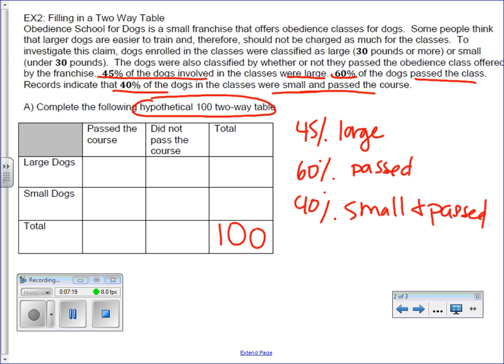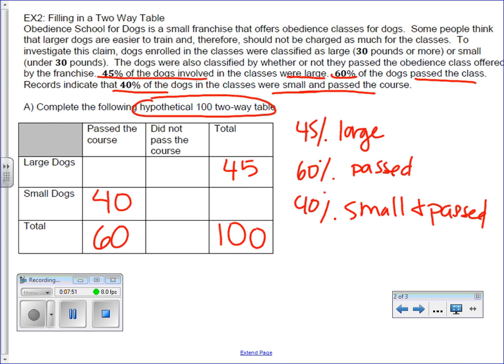Okay, 45% are large, so that means there's 45 large dogs. So I'm going to look in the row that says large dogs, and where it says total, I'm going to put 45. Then it says 60% of dogs passed, so that means 60 dogs passed. So I'm going to go to the column that says passed the course, and put a 60 down there. And then it says 40% were small and passed. So I'm going to find where small and passed the course meet, and I'm going to put a 40 there.